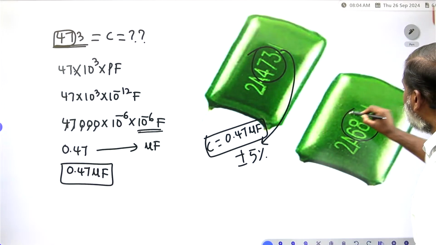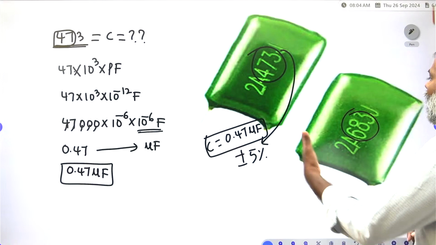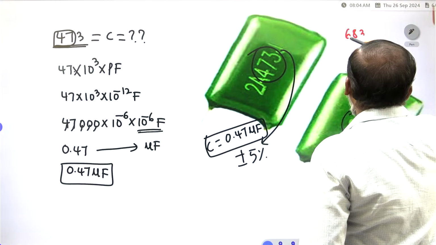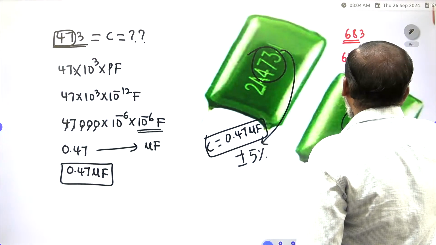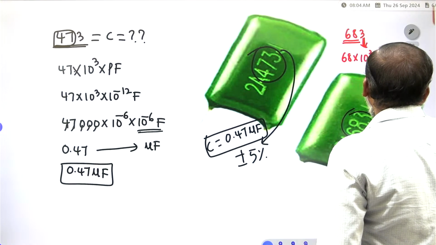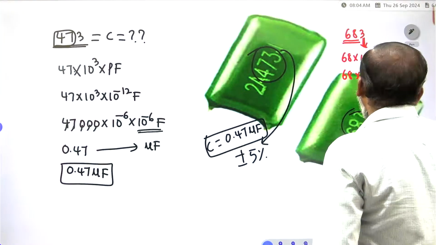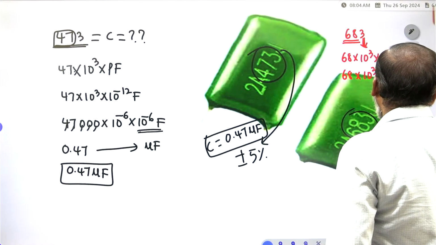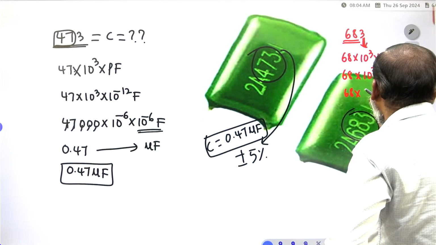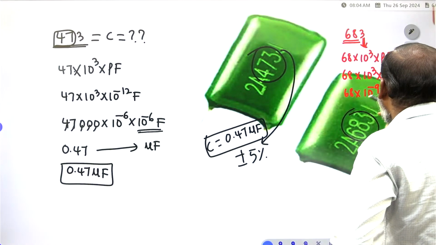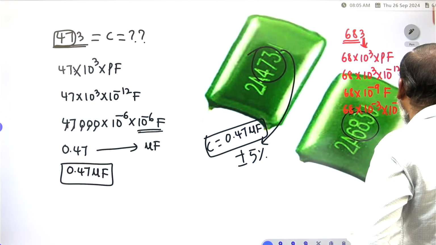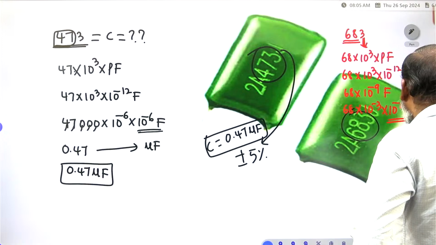Now you see 683 is there. How do we calculate the 683? Once you see the 683 number, you consider 68. The third one is the multiplier, 10 to the power of 3 picofarad. 68 into 10 to the power of 3 into 10 to the power of minus 12 farad, correct? 68 into 10 to the power of 3 is equal to 68 into 10 to the power of minus 9 farad. 68 into 10 to the power of minus 3 into 10 to the power of minus 6 farads. 10 to the power of minus 6 is microfarad.